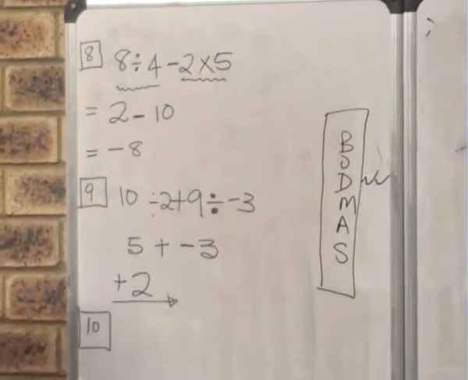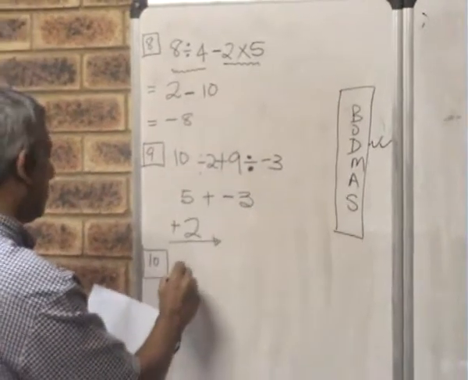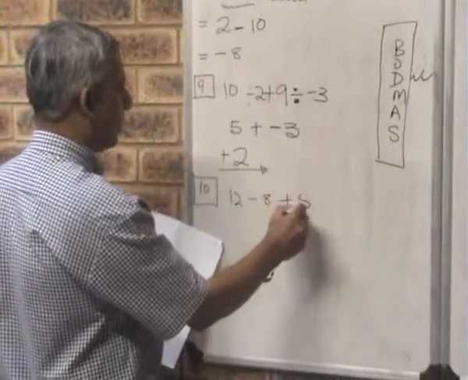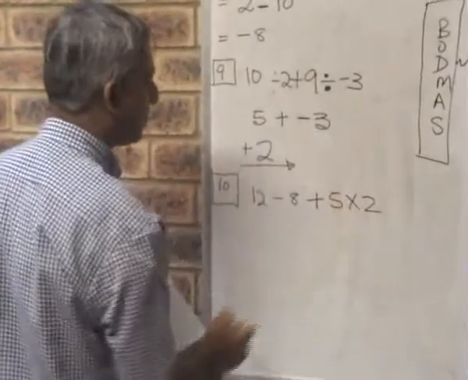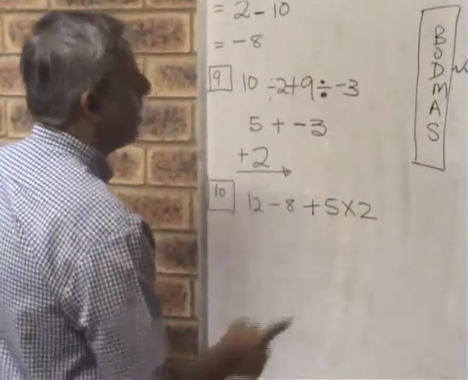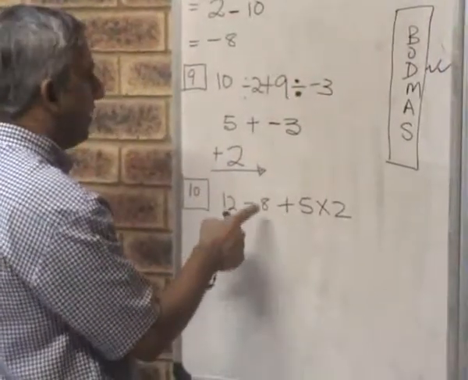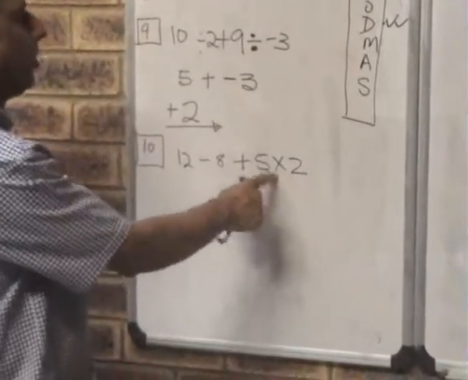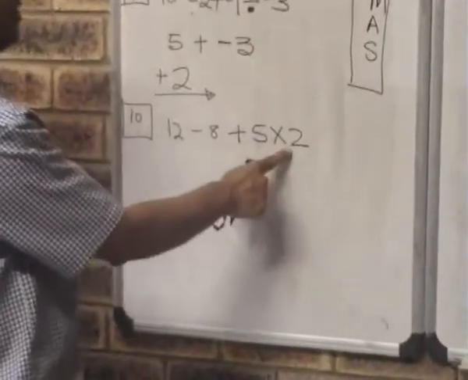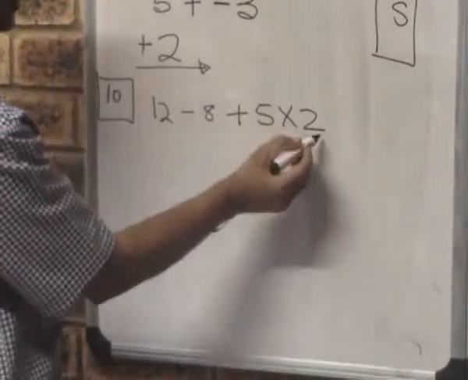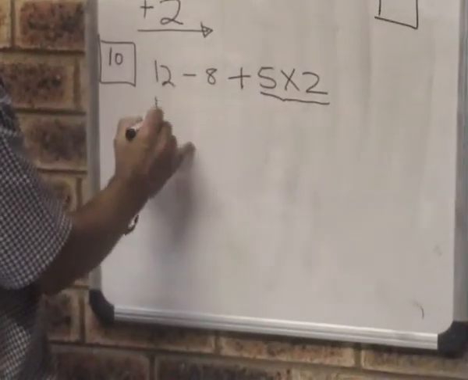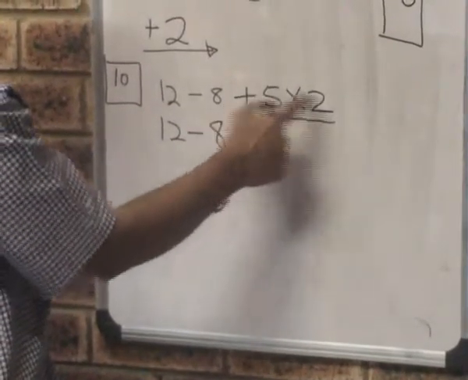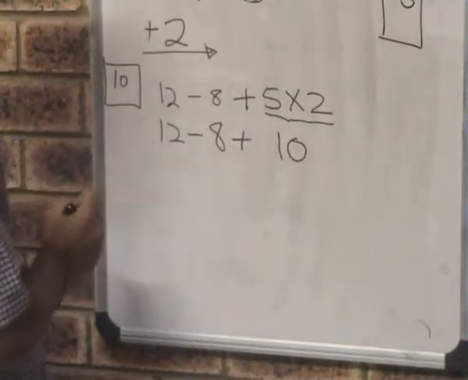All right, number 10. 12 minus 8 plus 5 times 2. Applying the rule of PODMAS, I'm looking for brackets, no brackets. Looking for of, no of. Looking for division, no division. Looking for multiplication, yes, I found it there. So there's the 12 minus, there's the 8. Plus 5 times 2 gives me 10.